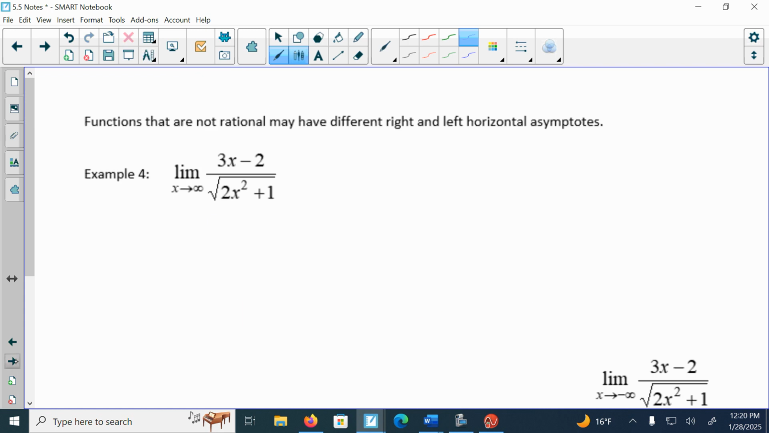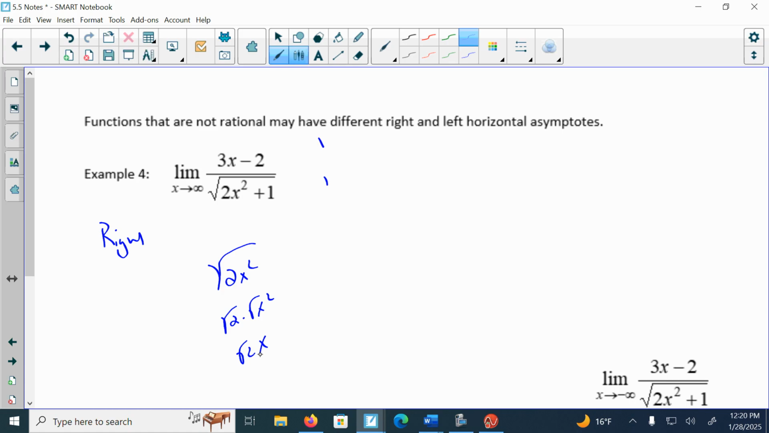Functions that are not rational might have a different right and left horizontal asymptote. So this one, since I have that radical in the denominator, it's going to change the way my graph looks. When x approaches infinity, this means I'm looking towards the right. So the degree of my numerator is 1. The degree of my denominator is also 1, because the square root of 2x squared is the square root of 2 times the square root of x squared, which is the square root of 2 times x. So it has a degree of 1.